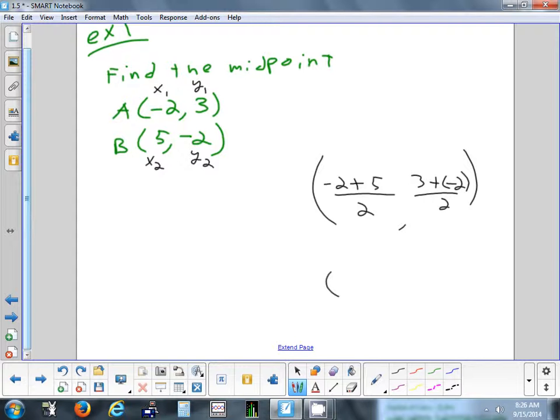Okay, so negative 2 plus 5. Denver? What's negative 2 plus 5? 3. They don't ask for a decimal, that's fine. Just leave it as 3 halves. If they want a decimal, you could put 1.5. Okay, and the y value? How about Sarah? 1 in the numerator, divide by 2. So 1/2. There's my midpoint.